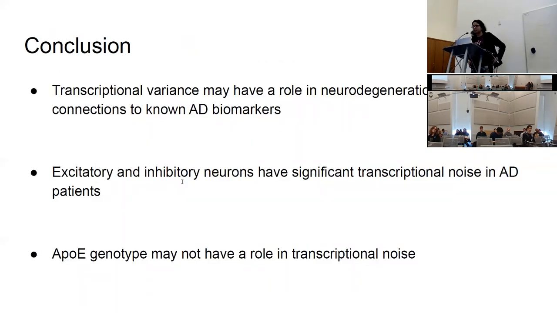Okay, so basically we found that transcriptional variants is included in some of the phenotypes of Alzheimer's disease, and then also there are some non-biomarkers that we'll discuss on the next slide that also have variants that might be important as well. Excitatory and inhibitory neurons are also significant in terms of their variants, and then we also found that the genotype might not be important in terms of the variants.